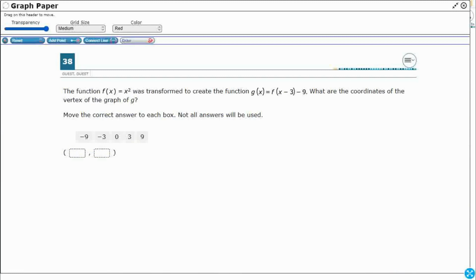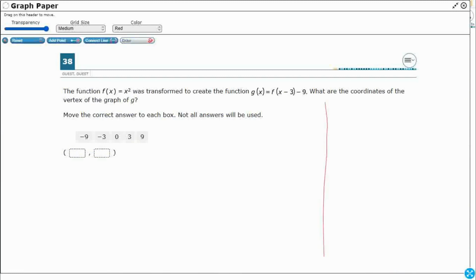If we wanted to draw that, we would say we've got f of x equals x squared. It's going to go right through the origin right there as my vertex, because there's nothing that changes that. That's just the most standard form you can get here. Now, what do we do with this x minus 3 and the minus 9?